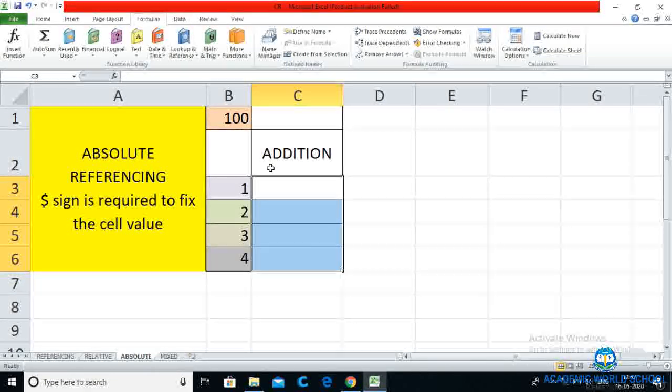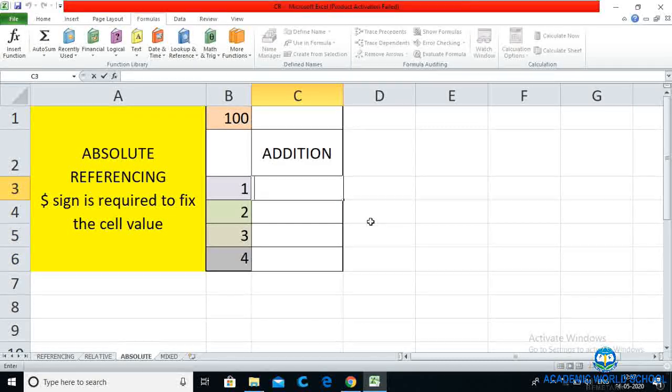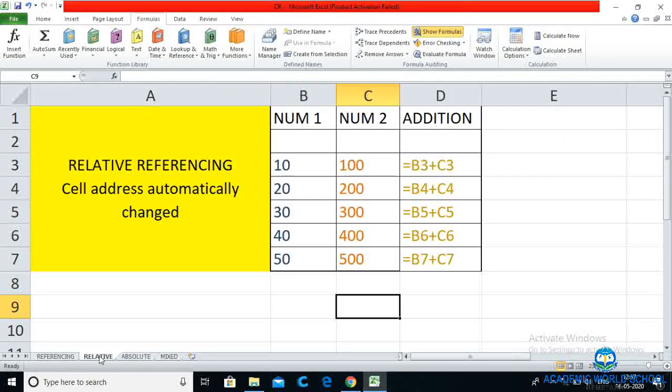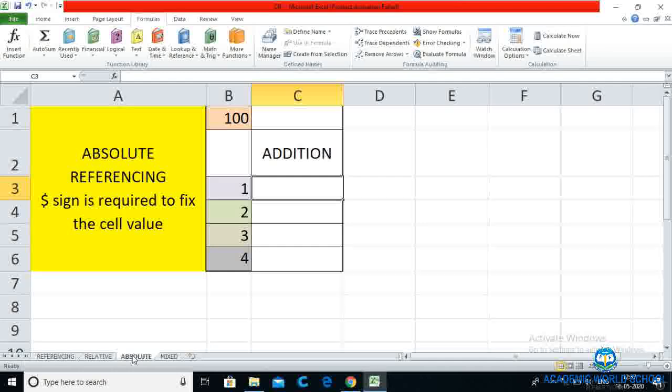Let's see. Now 100 is common and we need to fix it. Now how to fix any cell value? Over here we were not fixing anything. That is why this 3 to 4 to 5 they are changing automatically. But here we are going to fix it. How? Let's do it once again. Now equal to B3, that is 1, plus, now there is one trick of giving a dollar sign.